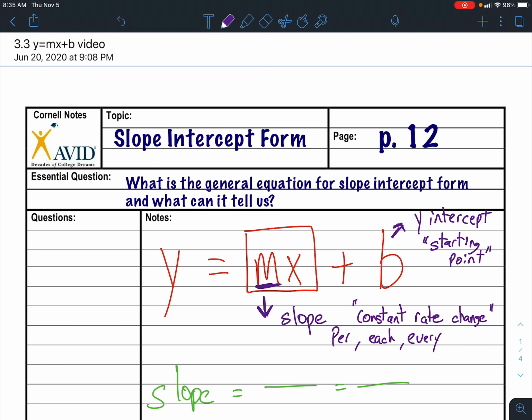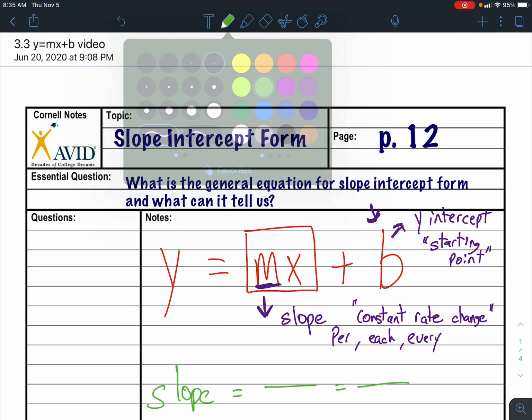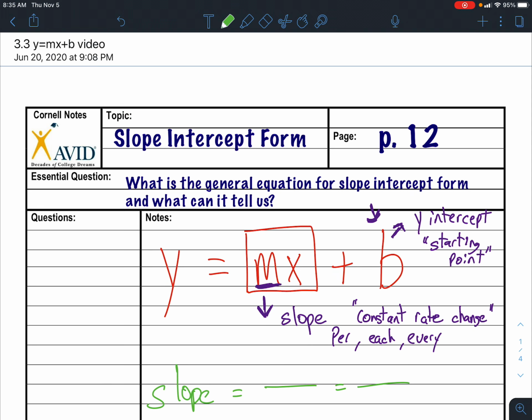So in other words, if I told you guys, like, I'm going to go order a pizza, it's $10 per pizza, and there's a $2 delivery fee. Well, my y-intercept there would be my starting point of $2 delivery fee, because that's the minimum I can spend. And then my slope is going to be 10, because every pizza that we get is going to be an additional $10, or it's changing constantly, $10 for each additional pizza.